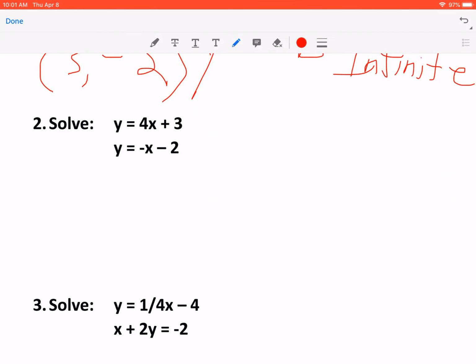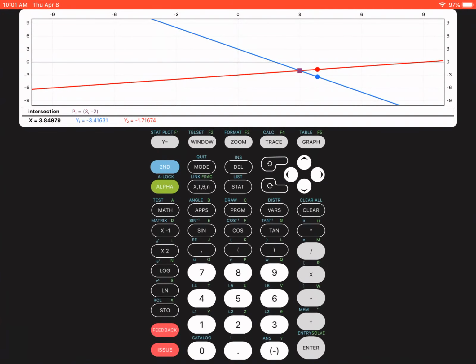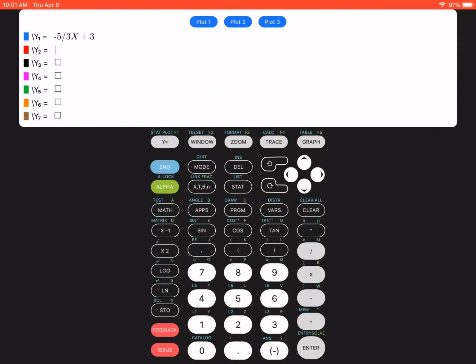Again, both of these are already in slope-intercept form, so I really don't have to do anything. I'm just going to type them in my calculator real quick. Just keep in mind that is a negative sign on your calculator. All right, don't put a minus sign in front of that x there. So let's go to y equals. Let's clear that one, and let's clear that one. And it should have been 4x plus 3 and negative x minus 2.